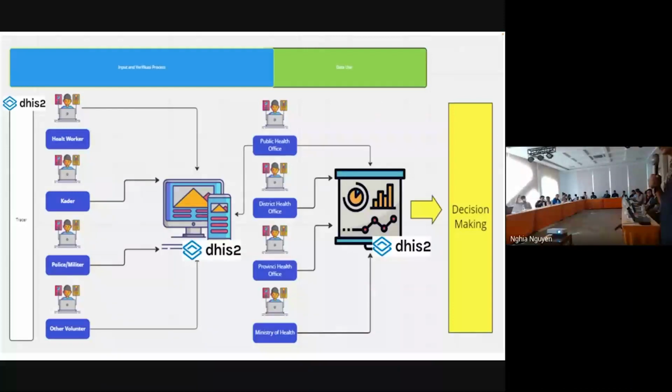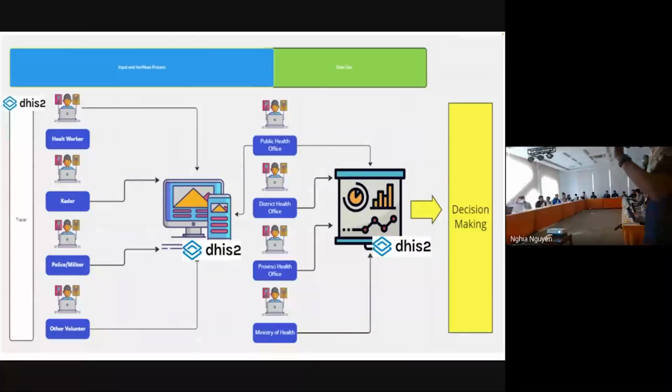So they input the data with the other application, but they push it to the S2. The application we created is for mobile, so they can use their own phone. We tried to use WhatsApp before, but it was not very effective for data quality. So we stopped using WhatsApp because many people just put in the data and were always wrong.